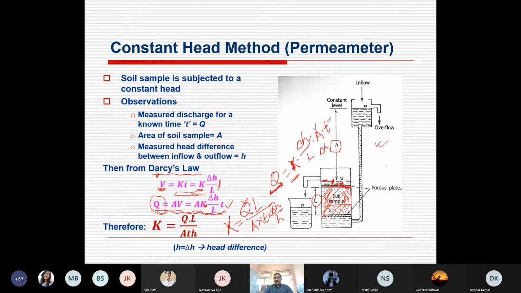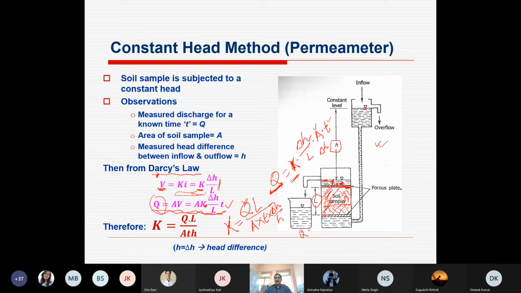So this arrangement is made in the laboratory to measure the hydraulic conductivity of a soil sample, which is taken from the field, saturated for 24 hours, and put into the system. Apply a certain head that is maintained, and measure the discharge coming out from this sample in terms of volume Q.